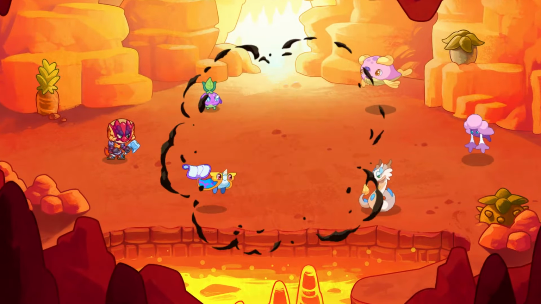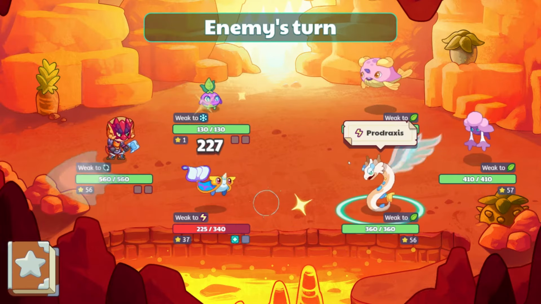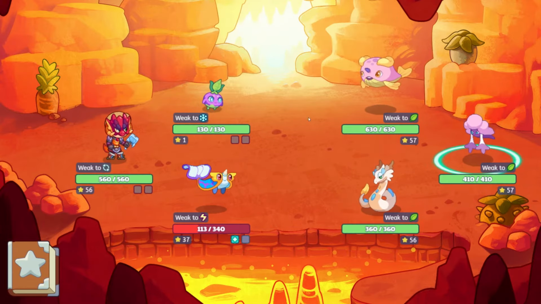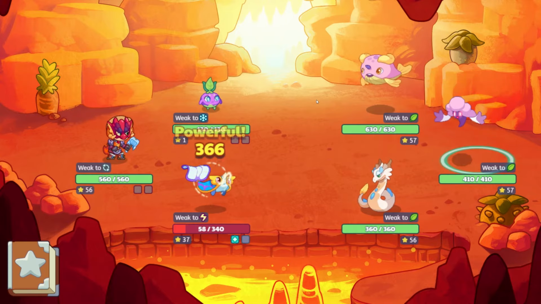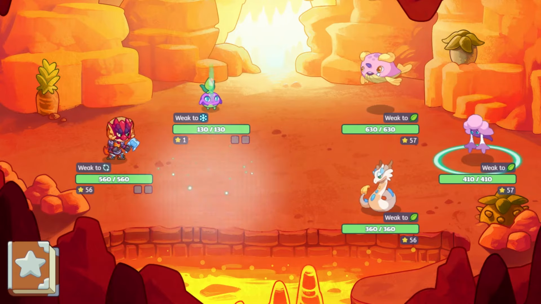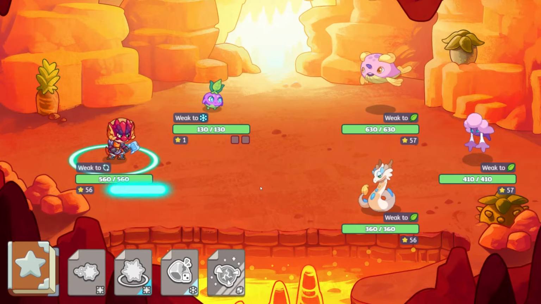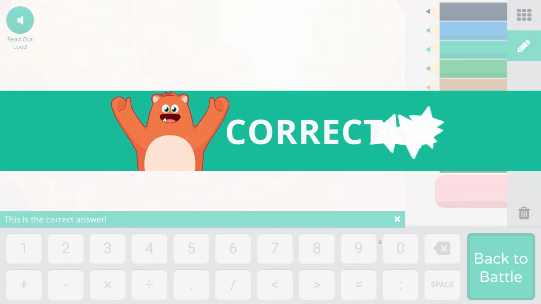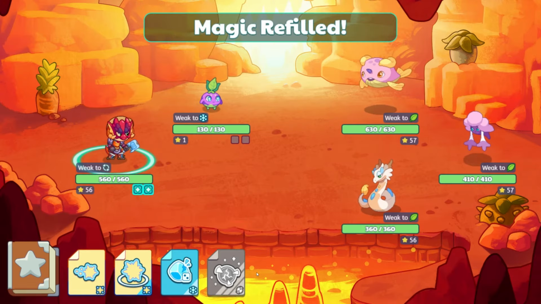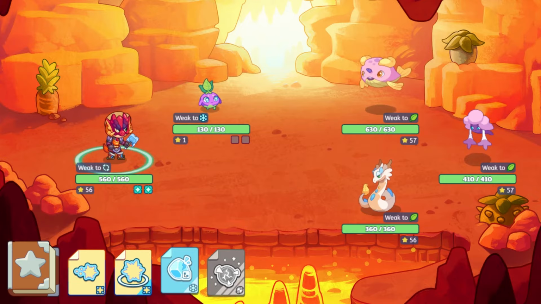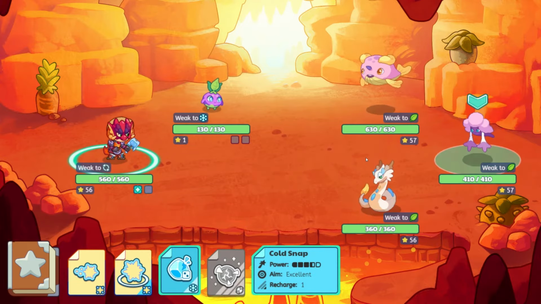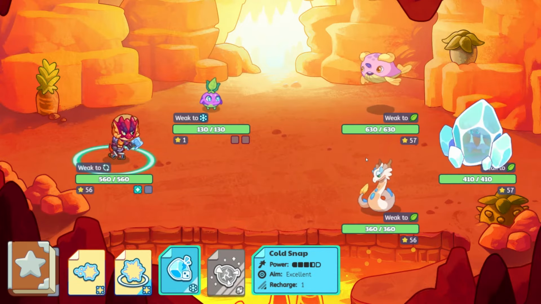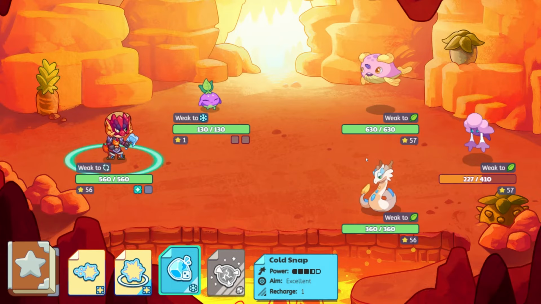All right. Prodraxis is a little bit scary. Cloaker got hit pretty hard. We have a Cloud Nibbler as well. Since 80 divided by 8 equals 10, then 10 times 8 equals 80. That's asking about the multiplication division fact family, so it's just understanding the relationship and showing it. Okay, so we're going to see if Cold Snap will do anything here, because Saplet is pretty much useless at this point.